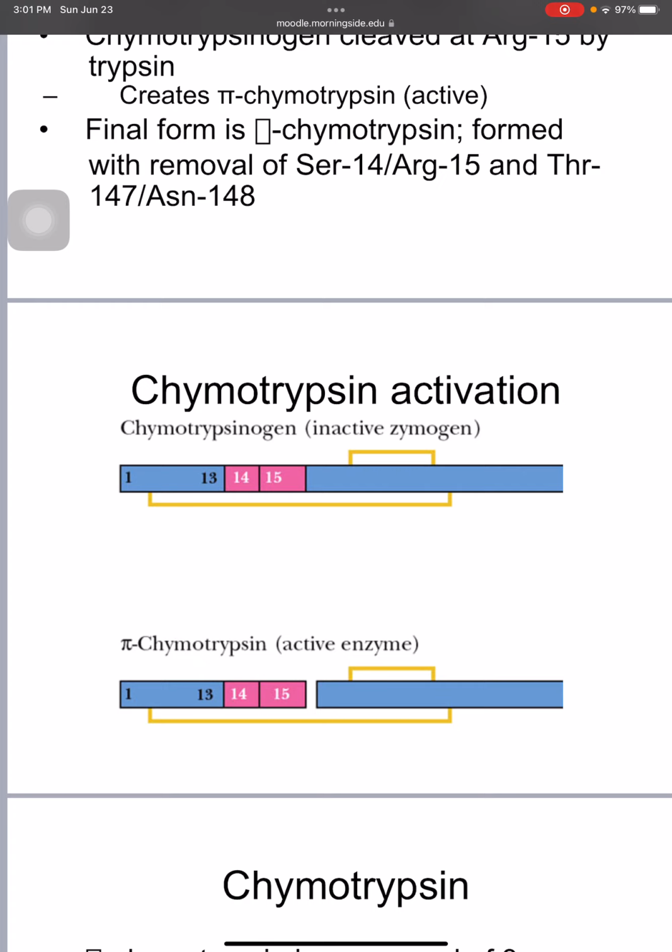This specific arrangement will allow the polypeptide chain to arrange in a conformation that makes the active site that can fit incoming proteins that it has action on, right? So it can't do this, it can't actually do its job, until it gets into this form, right?